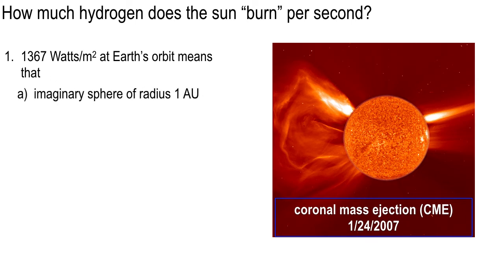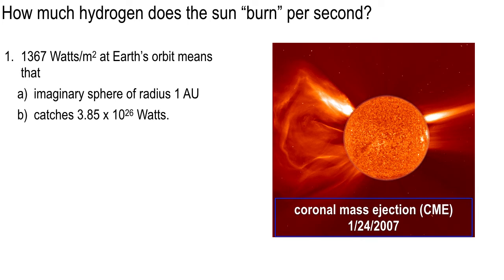Okay, so just to repeat how this works, think of an imaginary sphere of radius 1 astronomical unit. If you convert an astronomical unit into meters, and then use the formula for the surface area of a sphere, 4 pi r squared, and then multiply that by 1,367 watts per square meter, you'll have a number of watts. There it is, 3.85 times 10 to the 26.